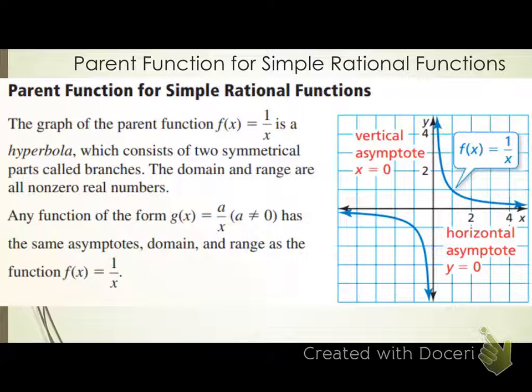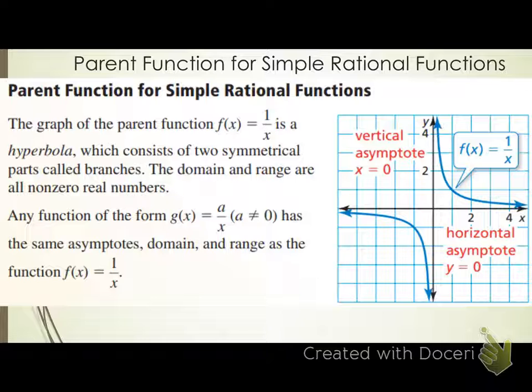So, when a equals 1 for that inverse variation function, that is the graph of my parent function for all of my rational functions. The graph of the parent function f of x equals 1 over x is called a hyperbola, which consists of two symmetrical parts called branches. If you look to the right on the screen, this is one of the branches, this is another branch, and they're symmetrical. They're folded over this line y equals negative x. Does everyone see that? That's called a hyperbola.